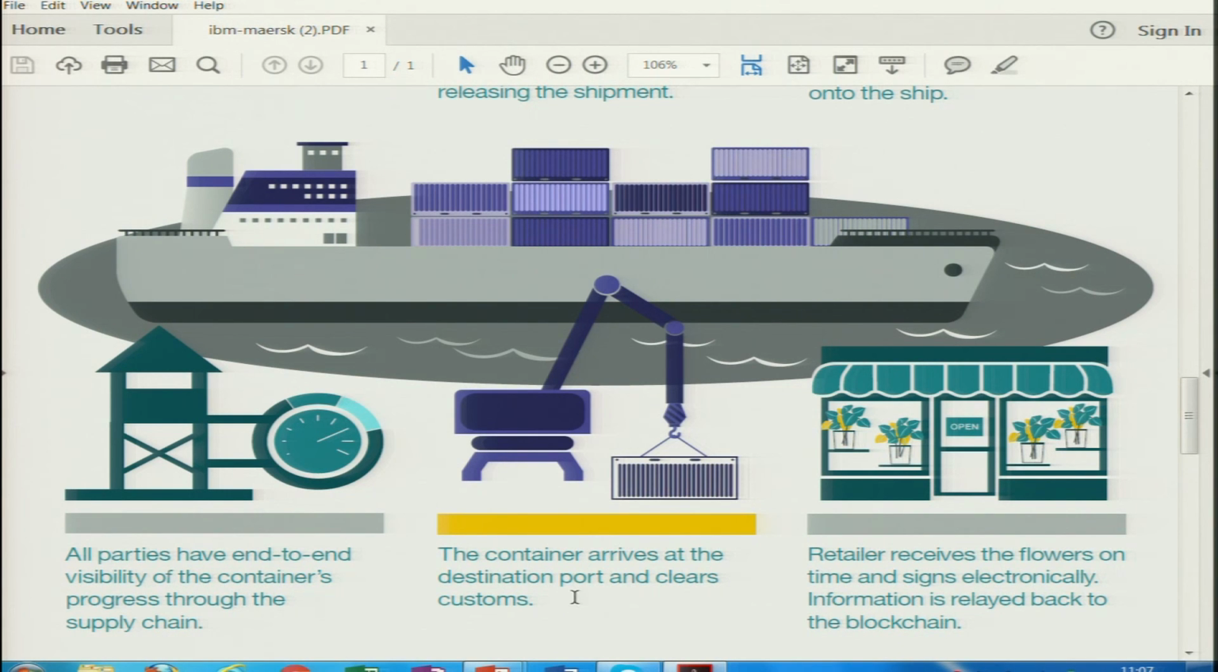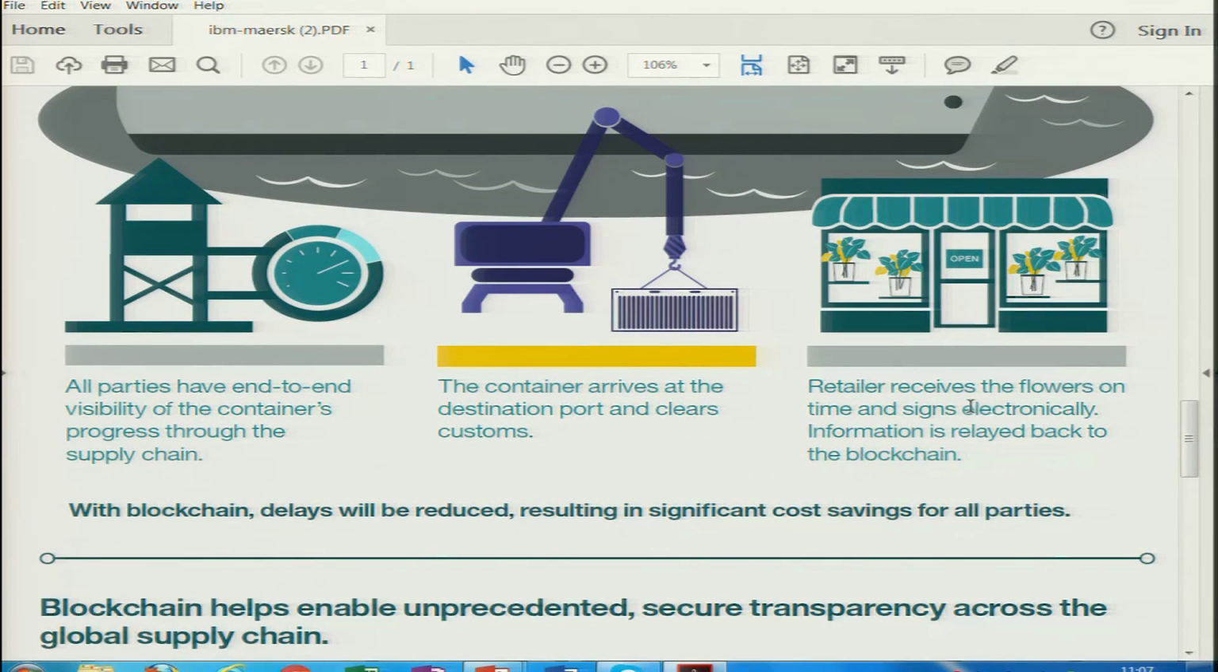In my case Chennai, in the other case it could be Rotterdam or something like that. Retailer receives the flowers on time and signs electronically. Information is relayed back to the blockchain. The moment the container is handed over to me, I sign off on a document saying that I have received it. Immediately the smart contract fires, releases the letter of credit, every other party gets paid including the grower. With blockchain, delays will be reduced, resulting in significant cost savings for all parties.